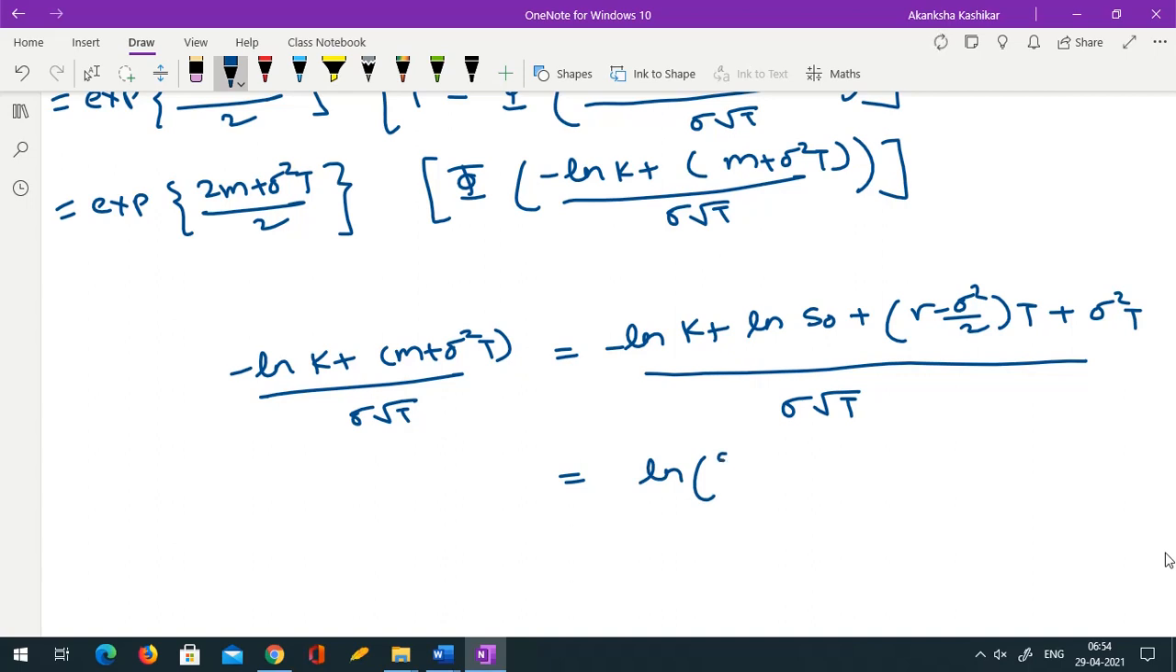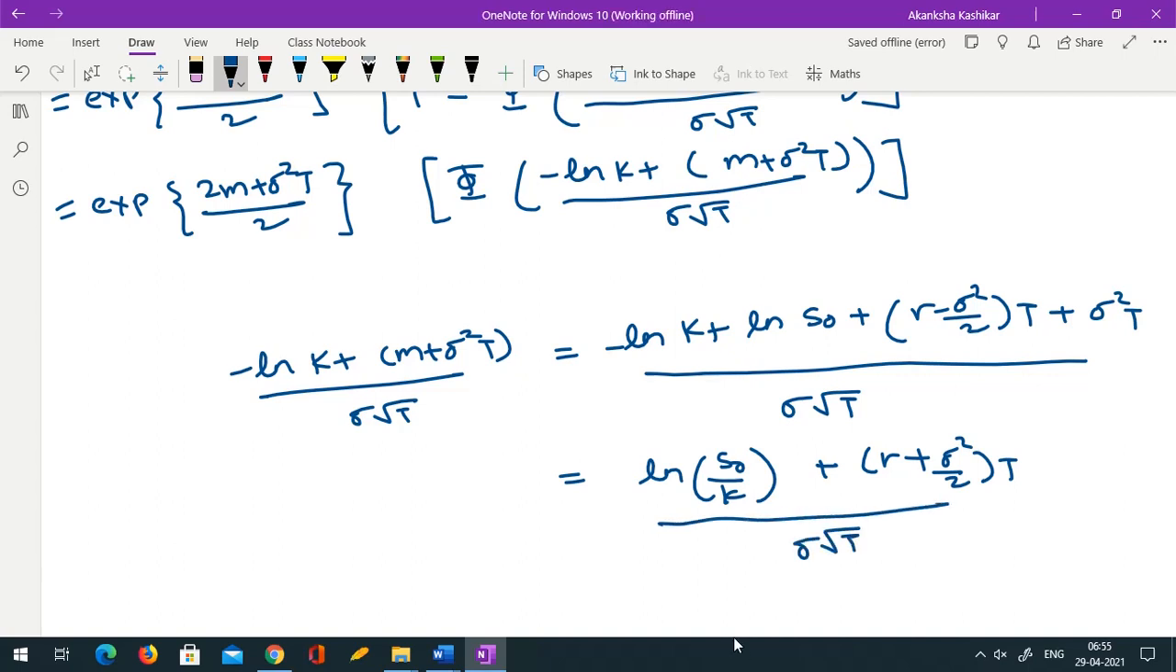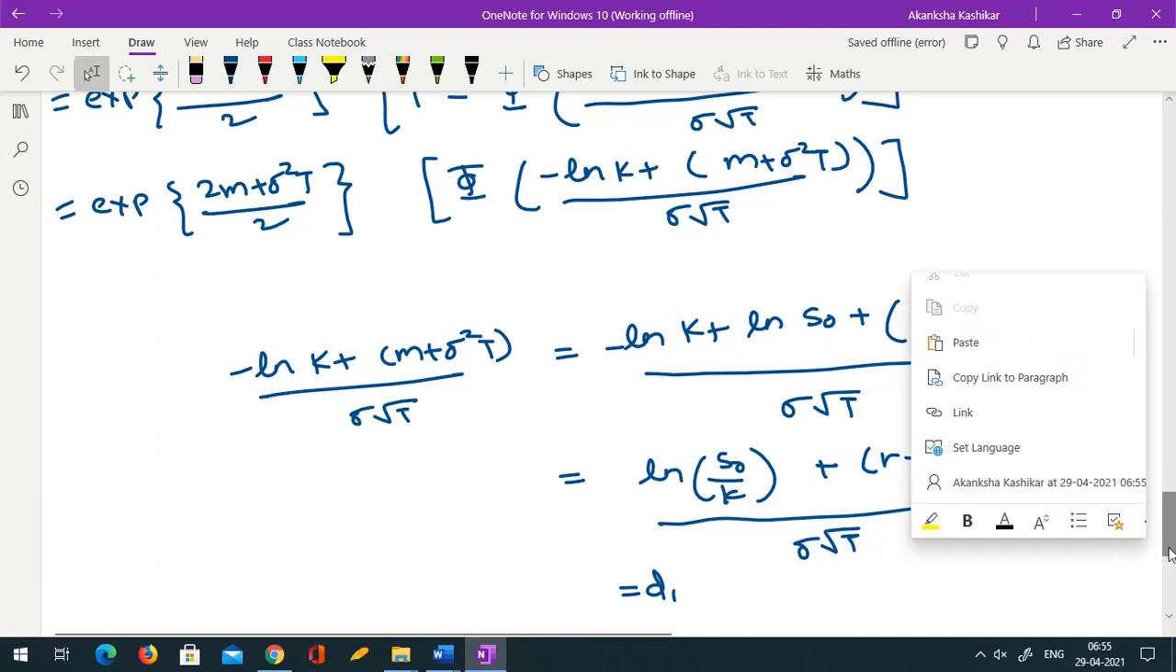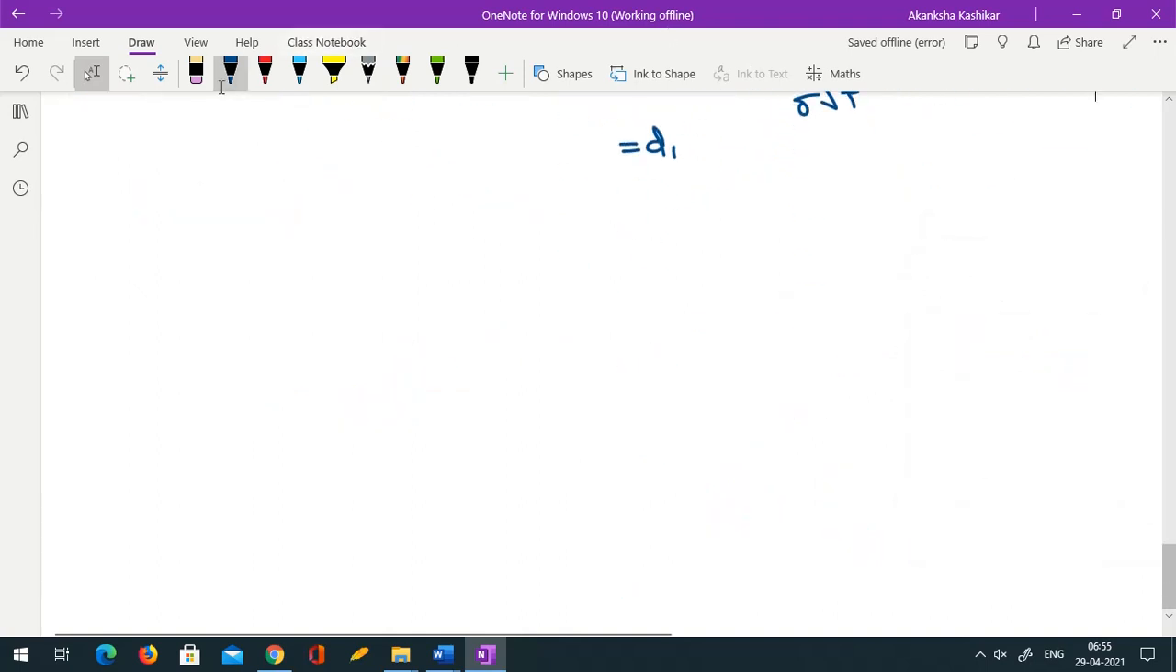So this is ln of s naught by k plus, now I have minus sigma square by 2 and plus sigma square. So I'll be left with r plus sigma square by 2 times t, correct? R plus sigma square by 2 times t divided by sigma root t. Okay, and let me call this complicated term as d1, just like we had named the earlier term as d2. So this becomes the expectation that we are interested in.